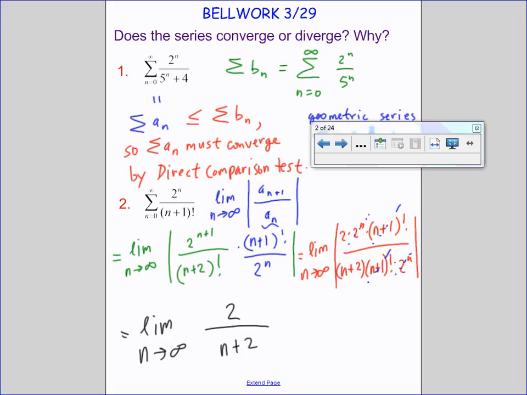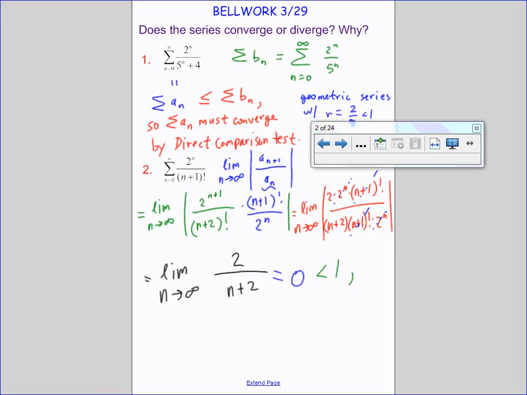All right, so can we evaluate that expression as n goes to infinity? Absolutely. What's the value of that expression as n goes to infinity? Sophia? 0. So 0, this exists, and it's a finite number. It's 0, so what does that tell us? Well, that's less than 1. So this series must converge by the ratio test.